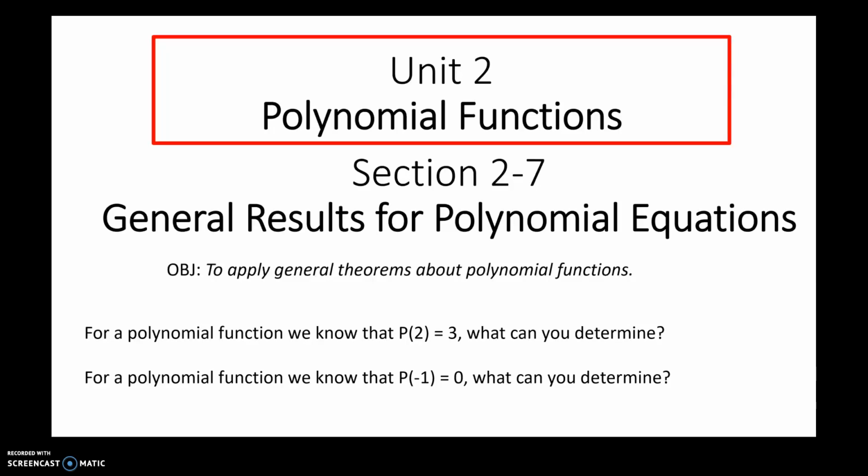Okay, so last section of the unit, 2.7, general results for polynomial equations. So all things polynomials continues. All right, just as a guiding question, for a polynomial function, we know that p of 2 is equal to 3. What can you determine?